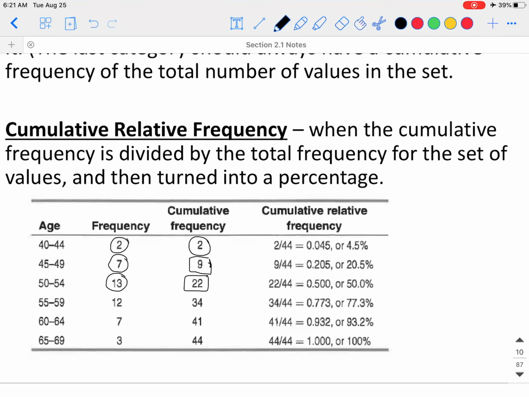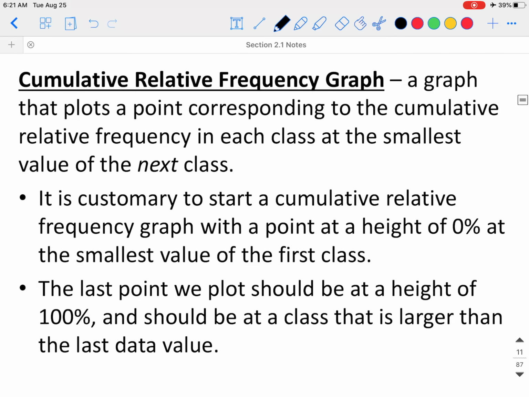The cumulative relative frequency is, again, just taking whatever cumulative frequency you have and dividing it by the total number of observations. The very last one should be 100, and the very last of the cumulative frequency should be the total for the entire category.